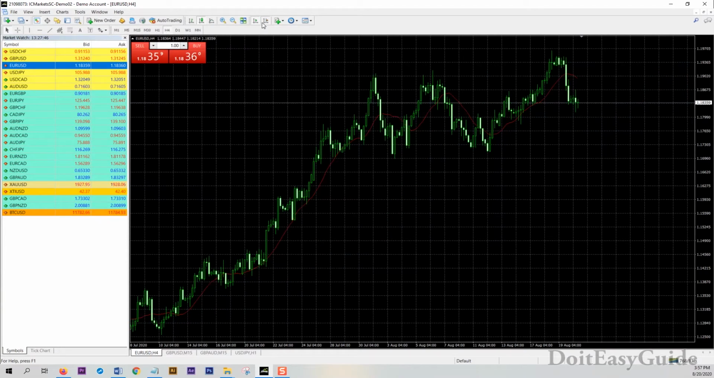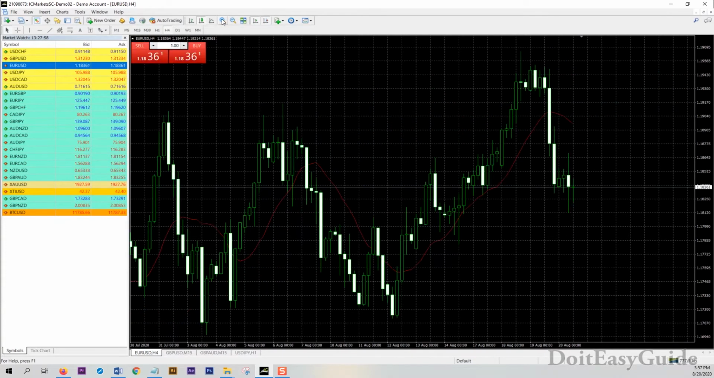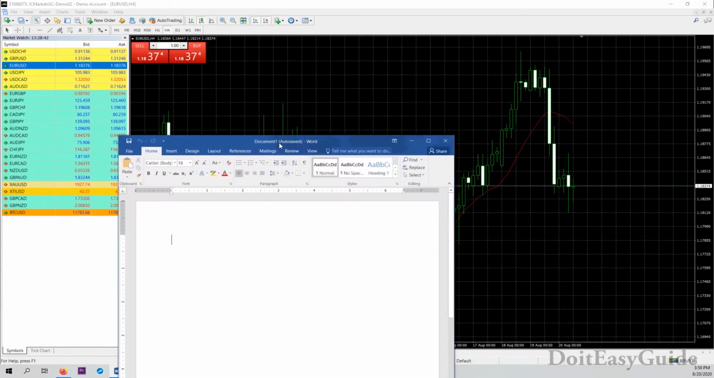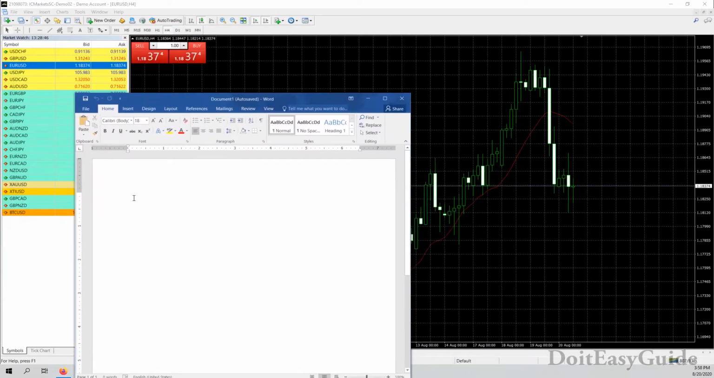So click on this button, so you can get some space on the right side of the chart. Once you click this button, I'm going to zoom this. Let's look at the value here. I'm going to take a Word document, and our pair is Euro USD, right?